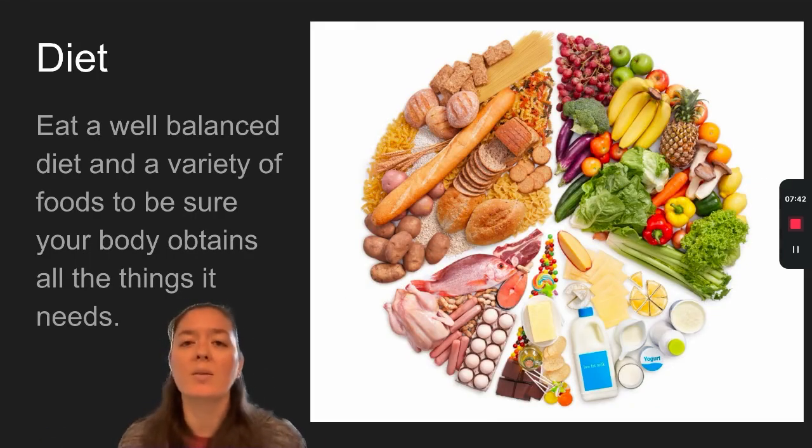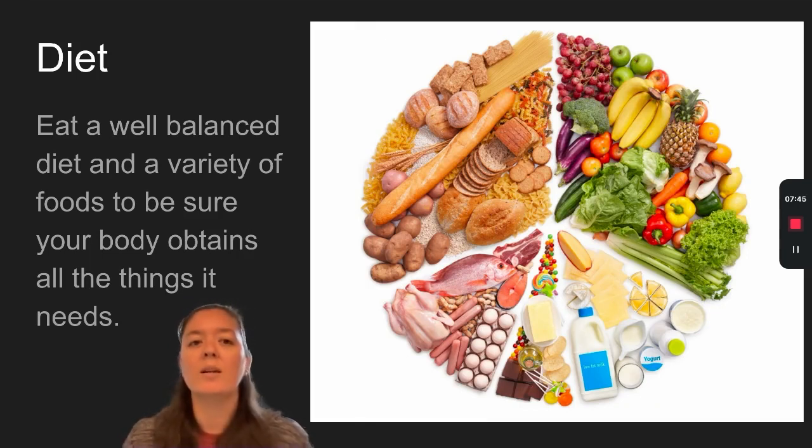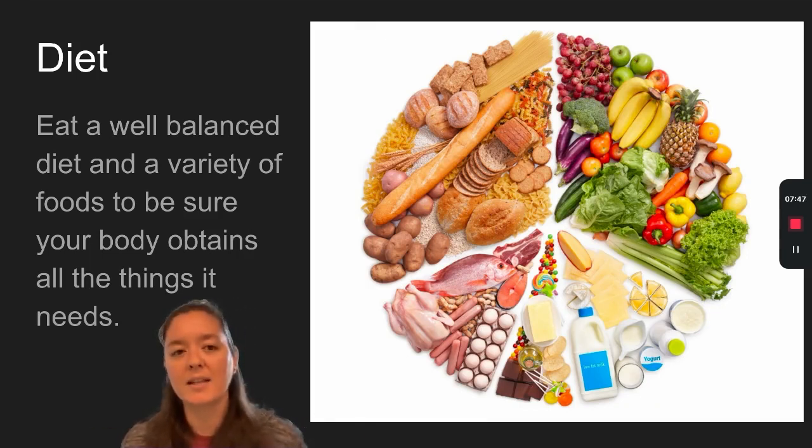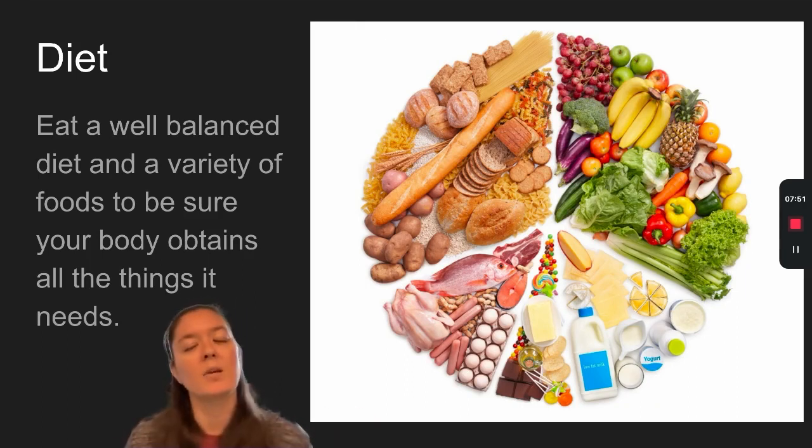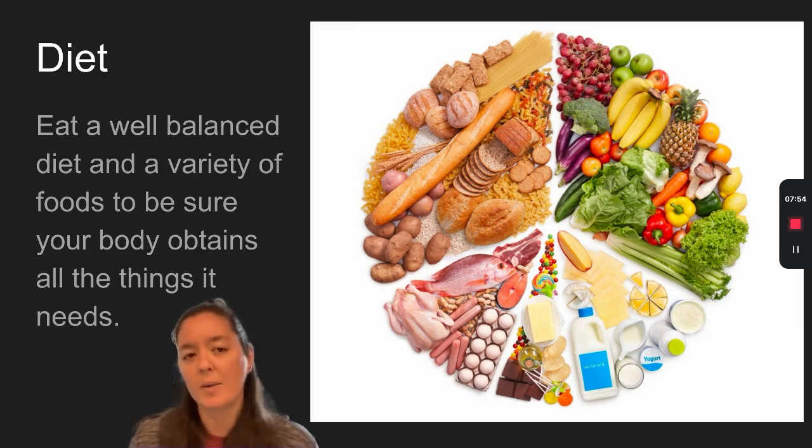So it's really important that when we think about the things we eat, a nice variety, a balanced diet between all of our different types of food groups. We're going to investigate what those are when we look at our different macromolecules.